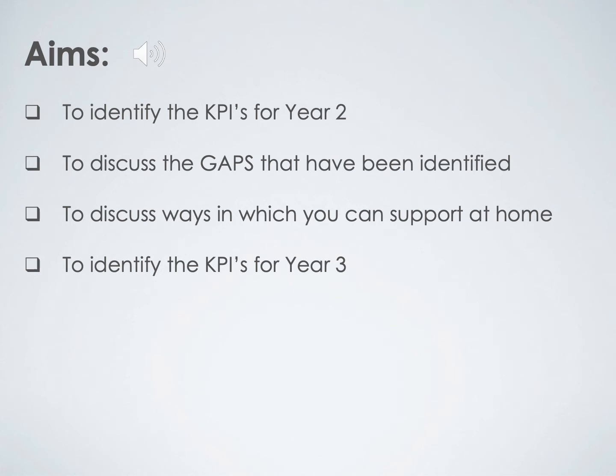So for our workshop today we have 4 different aims. The first one is to identify the KPIs for year 2. So we'll be looking at the reading, writing and maths KPIs. We're then going to discuss the gaps that have been identified through doing our assessments within school. We'd then like to talk about and discuss different ways in which you can support your child at home and then also prep them and identify the KPIs for year 3.